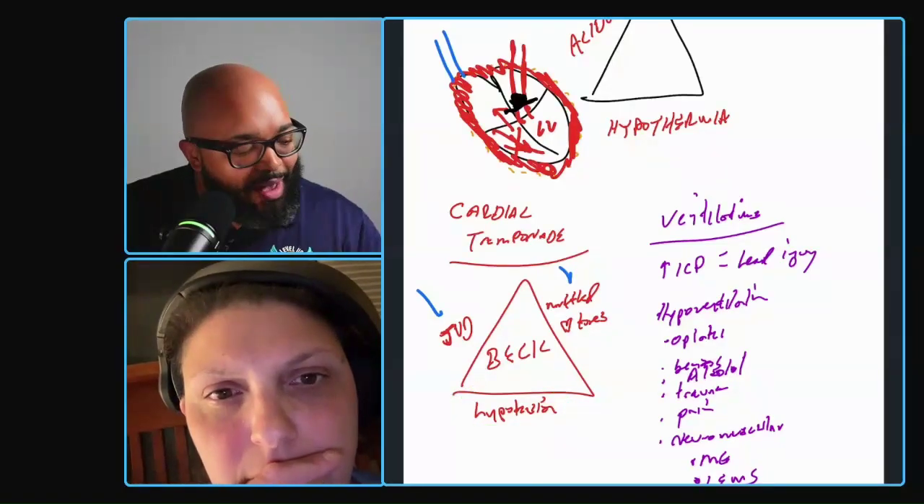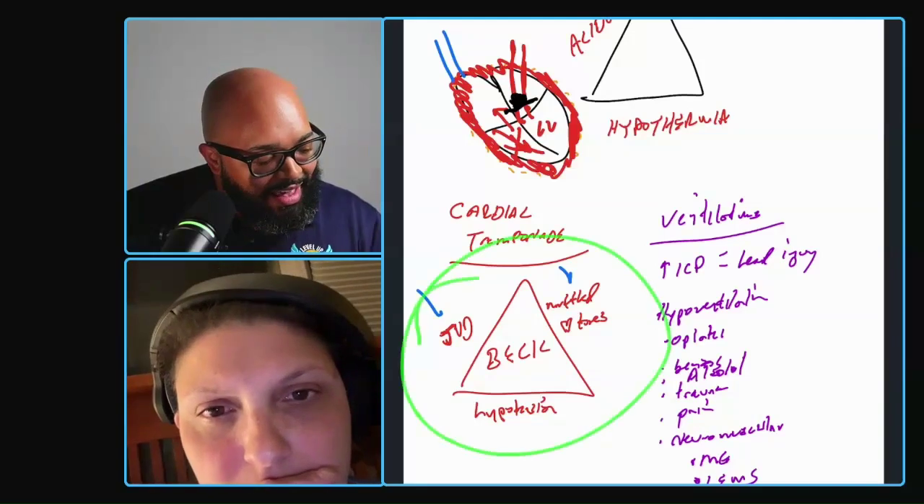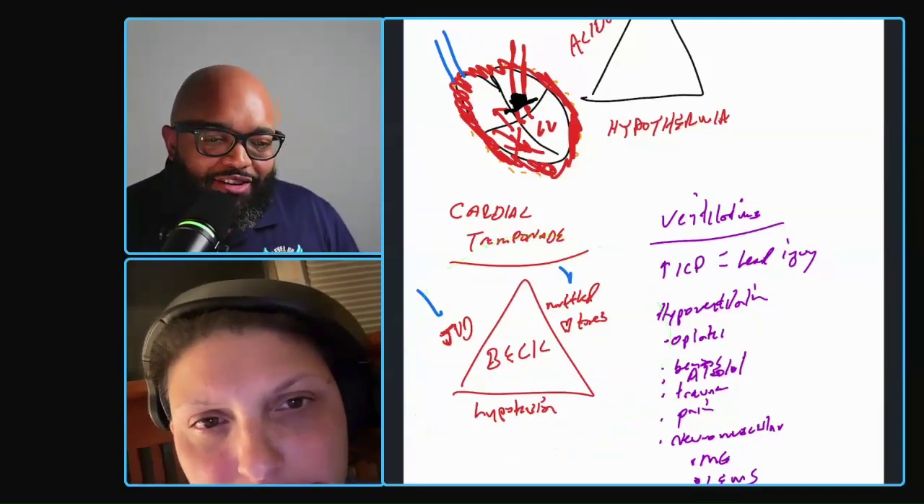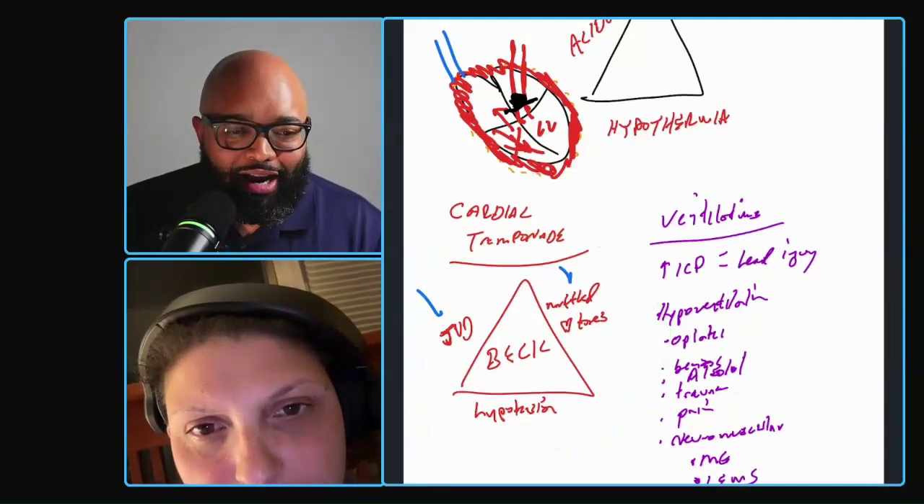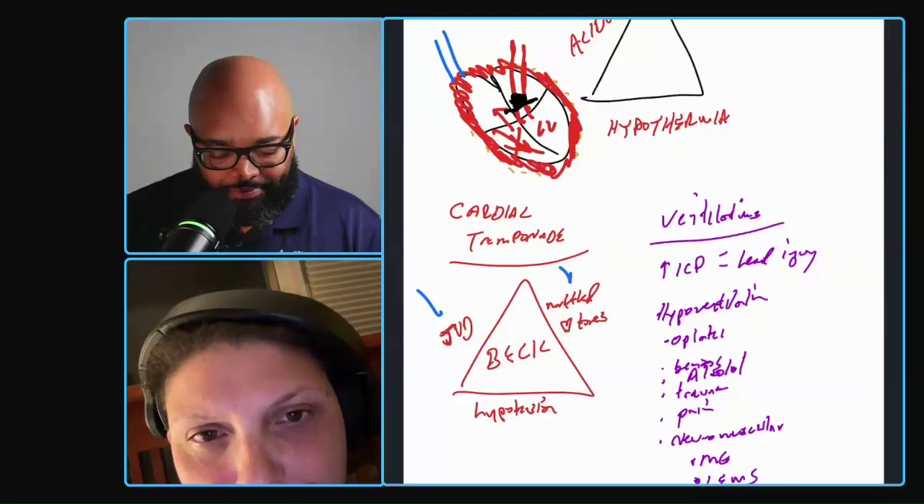So give me all of that back. So Mary, since you're there, explain muffled heart tones, JVD, and hypotension in the setting of cardiac tamponade, the Beck's triad. So the muffled heart tones generally occur because there is blood surrounding the heart, not in the heart. And so it makes it more distant. You're not able to hear through blood as well as you would through air.